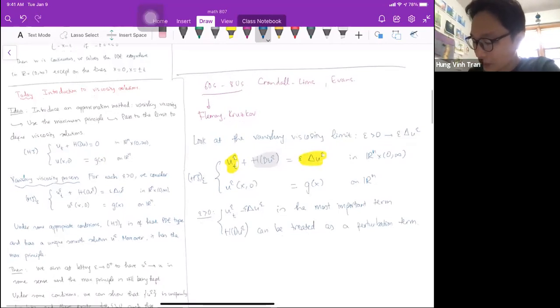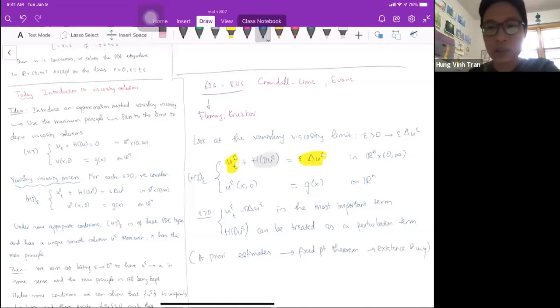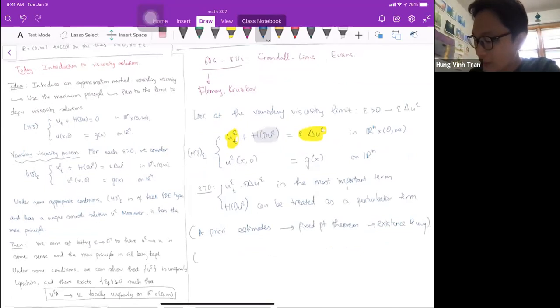So either you have a priori estimates, and then you use a fixed point theorem to get the existence, and then uniqueness, because uniqueness is clear since you have a heat equation. You can just use the maximum principle, or sometimes you can do it directly. This sometimes people do.